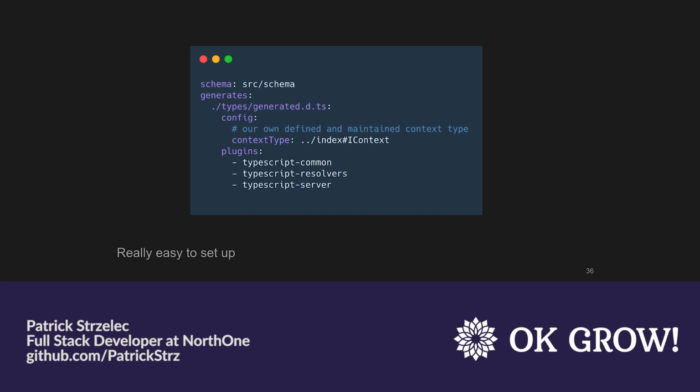And it's super easy to set up. So you just specify where your schema is, your output directory, maybe your context if you're using one, and what plugins you want, and then you just run a command, and this will generate. And you can even watch for changes in your code base.